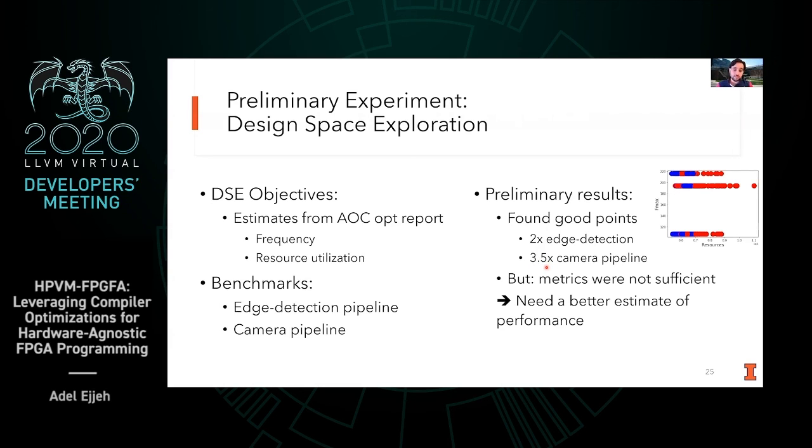However, we found that the frequency estimate is not a good metric to gauge overall performance. This can be seen in the image on the right, which shows the sample space for the camera pipeline. And we can see that all the design points fell into 3 buckets of frequency. Our findings showed that 2 designs with the same frequency might not always perform similarly on the FPGA due to the bandwidth and memory stalls. As such, we need a better estimate of performance, which is something we will be working on in the next step of this work.